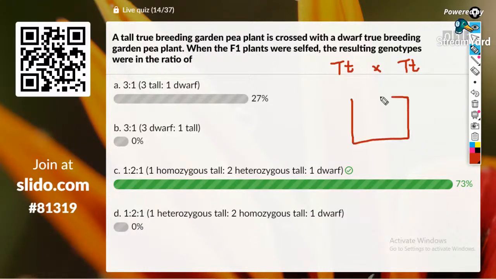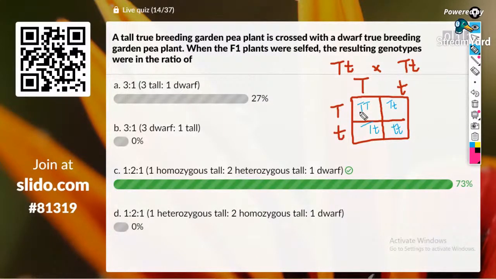You are going to draw a Punnett square for this. You have capital T, small t, capital T, small t. Look at the first column that you are getting. It would be capital T, capital T. Second column will be capital T, small t. Third, capital T, small t. Fourth one, small t, small t. And look at each thing that you get.